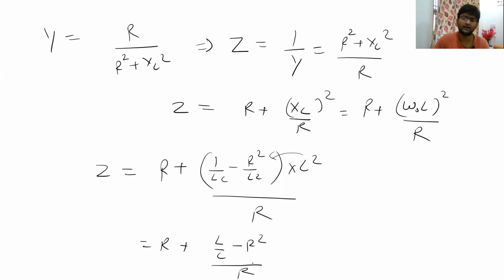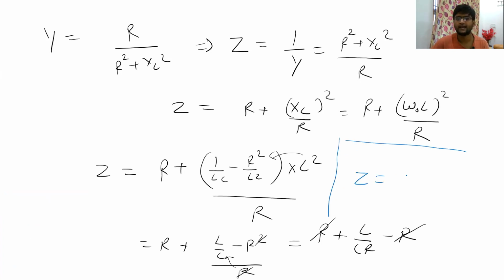So if you divide by this R, this thing is going to be cancelled out and this R will go in the denominator here. So you will get R plus L by CR minus R. So this minus R and plus R will be cancelled out. And finally, you will get the value of Z as L upon RC. So this is a very important outcome.